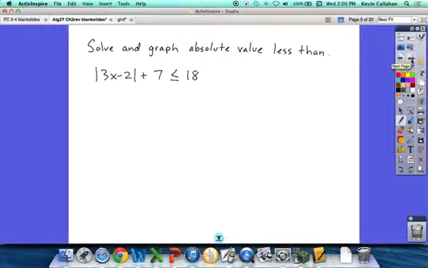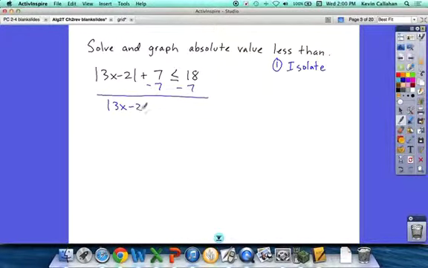Okay, how about an absolute value less than? What's the first step? Still we isolate, right? Okay, this one we have to do some isolating. What do we have to do? Subtract the 7, right? So remember, you can never do the math with the absolute values in this. So don't try to do negative 2 plus 7, right? Can't do it. Right? We subtract 7, subtract 7. So absolute value of 3x minus 2 is less than or equal to 11.